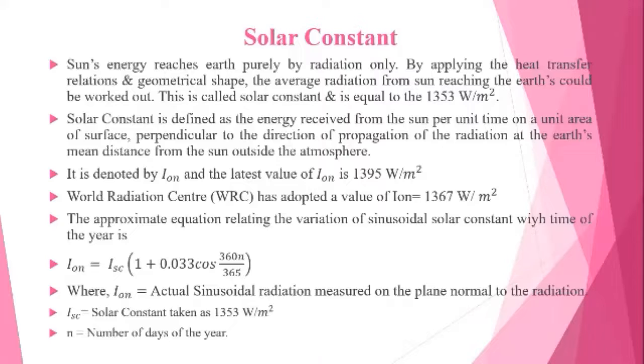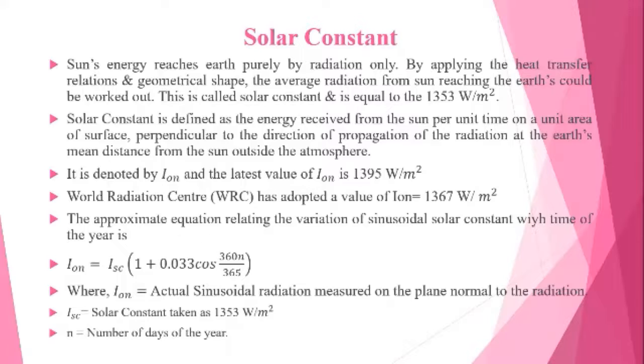Now, another definition of solar constant is the energy received from the sun per unit time on a unit area of surface perpendicular to the direction of propagation of the radiation, at the earth's mean distance from the sun, outside the atmosphere. The solar constant is denoted by ION, and the latest value of ION is 1395 watt per meter square.